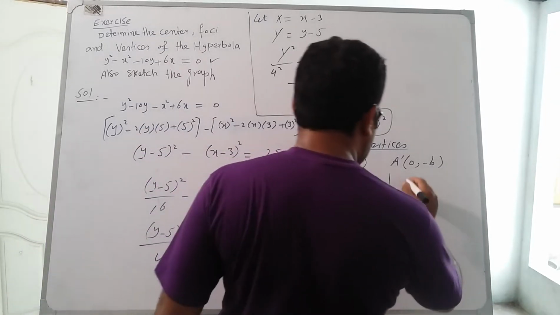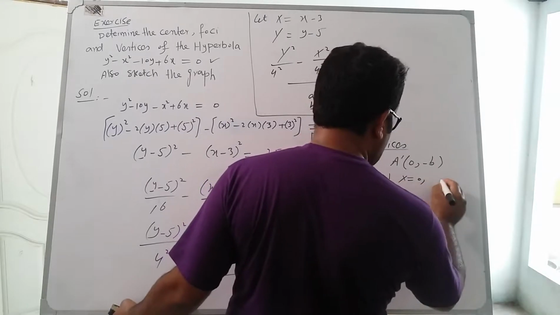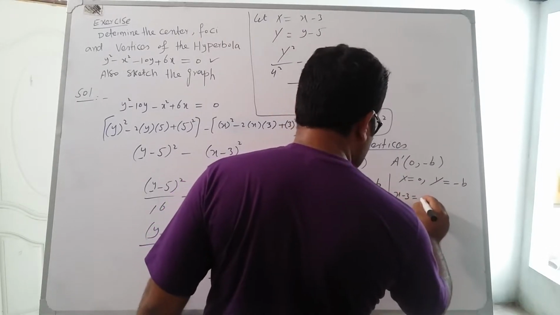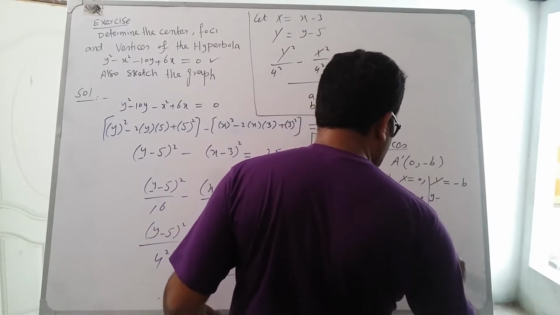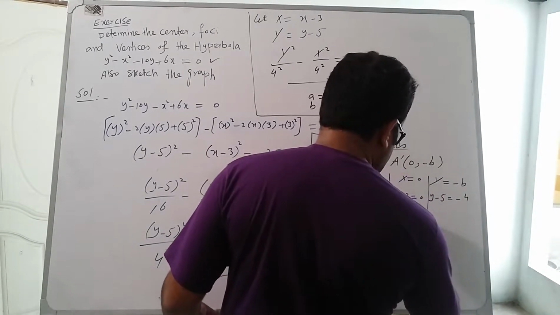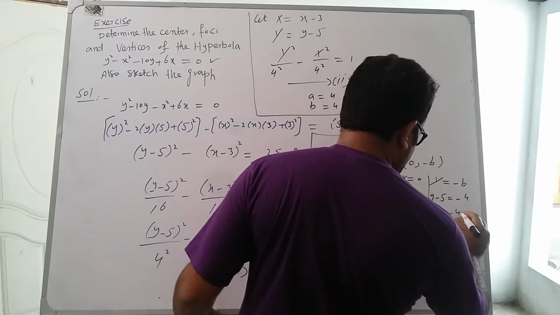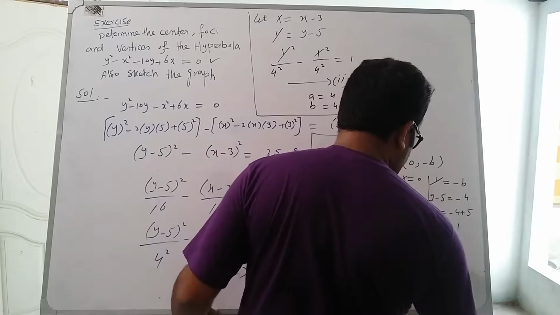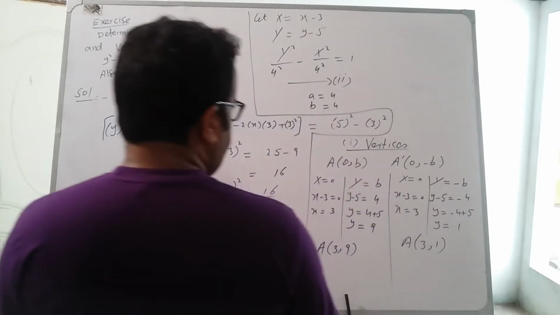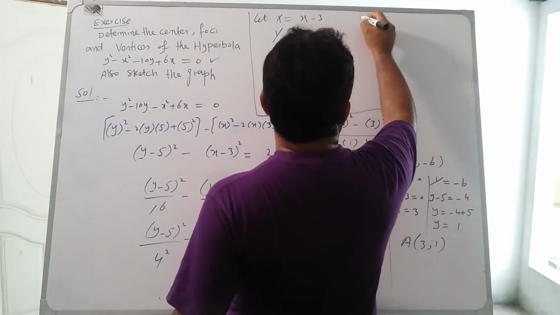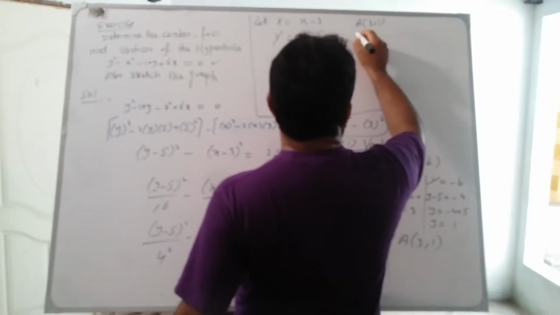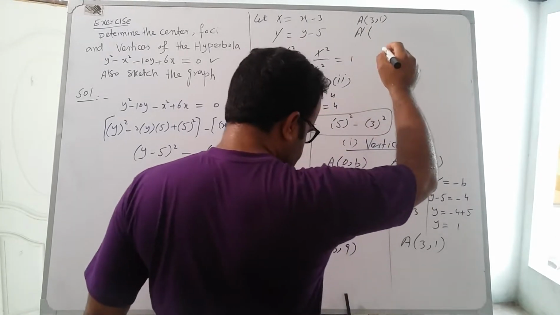And now for A dash, X is equal to 0, Y is equal to minus b, x minus 3 is equal to 0, y minus 5 is equal to minus 4, x is equal to 3, y is equal to minus 4 plus 5, y is equal to 1. So A dash is equal to 3 and 1. I'm writing over here because we want to sketch the graph. A is 3, 1 and A dash is 3, 9.